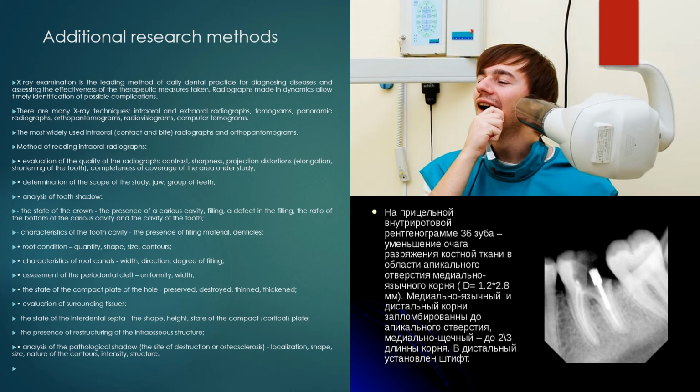Characteristics of the pulp cavity: the presence of filling material on denticles, root condition, the quantity, shape, size, and contours; the characteristics of root canals, the width, direction, degree of filling; assessment of the periodontal cleft, the state of the compact plate of the hole; evaluation of the surrounding tissues, the state of the interdental septum, the presence of restructuring in the interosseous texture, analysis of the pathological shadow.